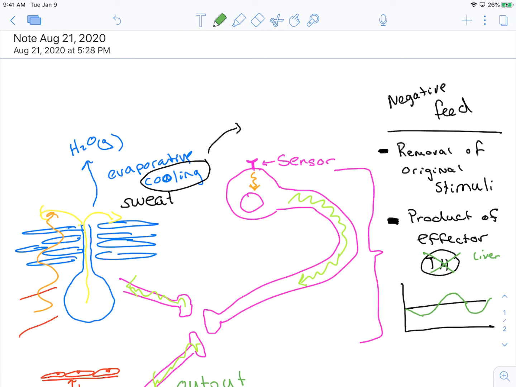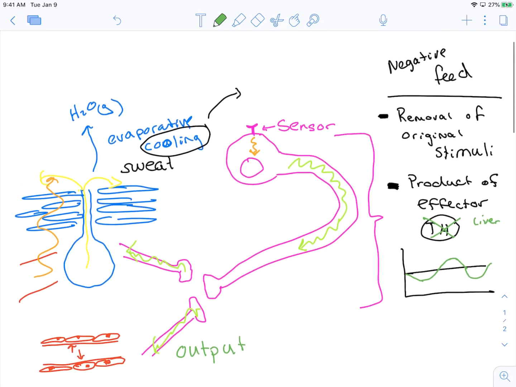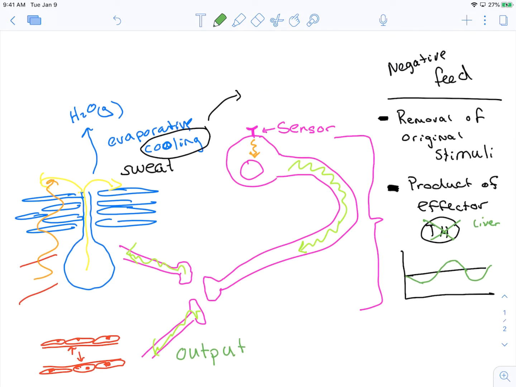And so in this case, rather than the negative feedback being removal of the original stimuli, it's actually the product made by the effector organ or tissue. And we'll get a chance to really look into this, but you guys got to dig into this. This is super important to understand what negative feedback is and what it's not.